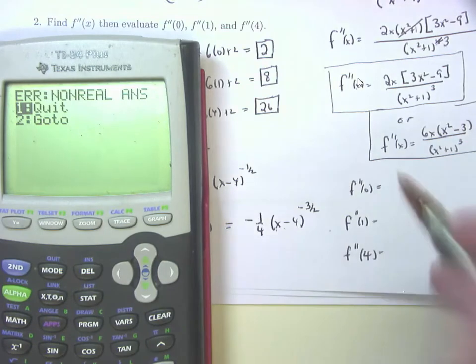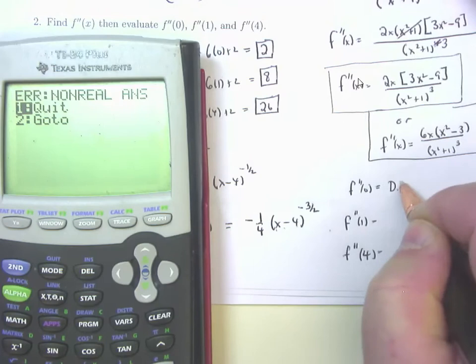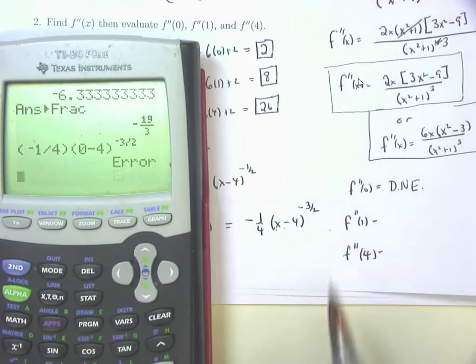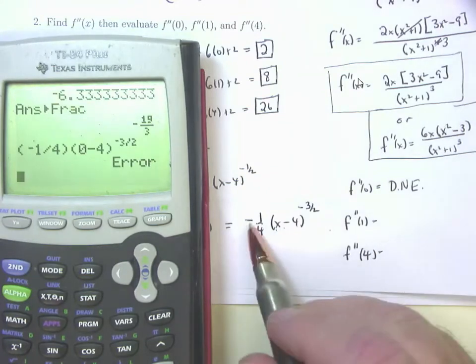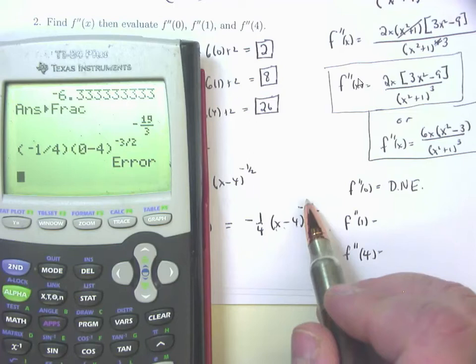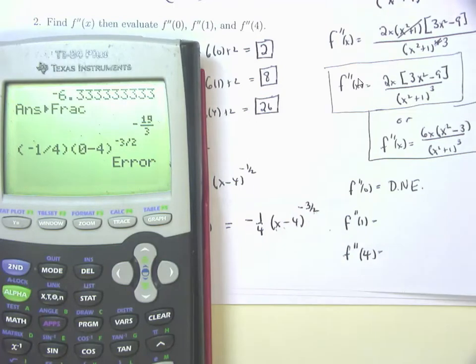So this answer, D and E, what does D and E stand for? Does not exist. Look at the next one. If I plug in 1, negative 1/4 times 1 minus 4 to the negative 3/2. Well, 1 minus 4 is negative 3. To the negative 3/2, that's 1 over 1 minus 4 to the positive 3/2.